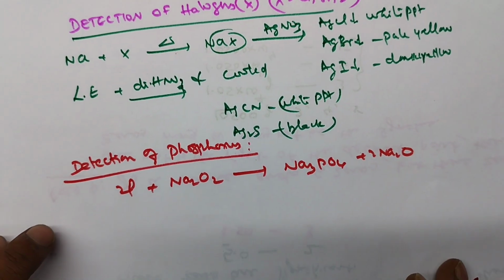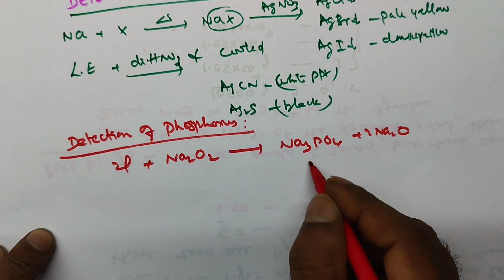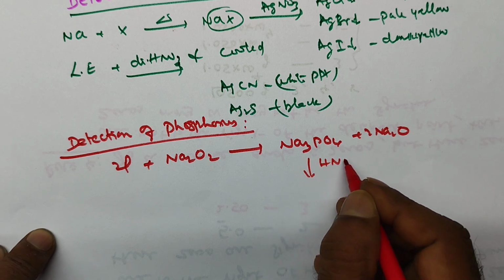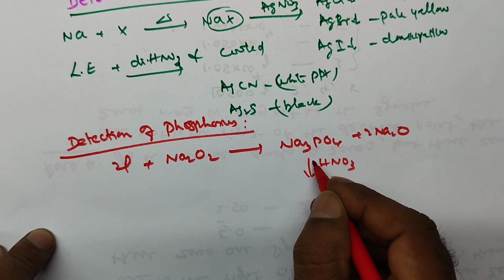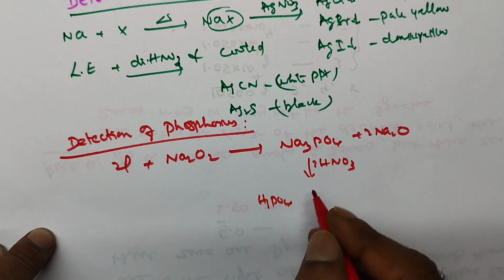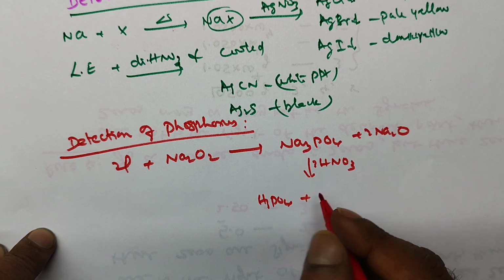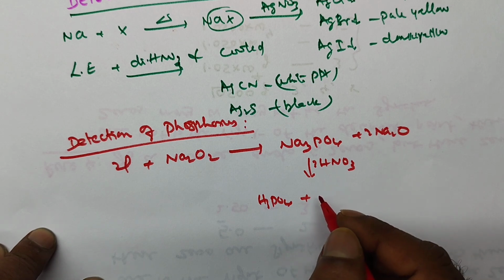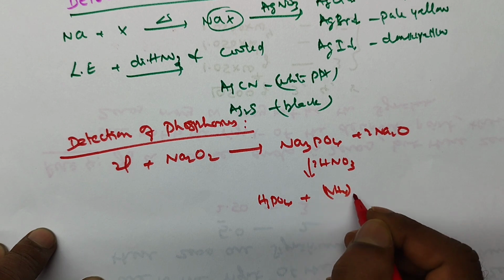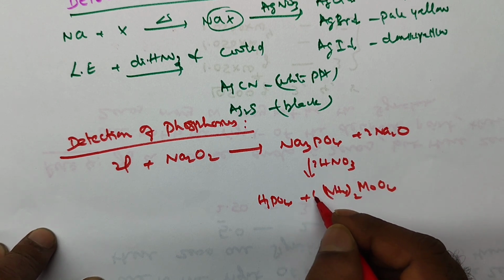That sodium phosphate will react with nitric acid, HNO3, so it forms H3PO4. To that H3PO4 we are adding ammonium molybdate, (NH4)2MoO4.